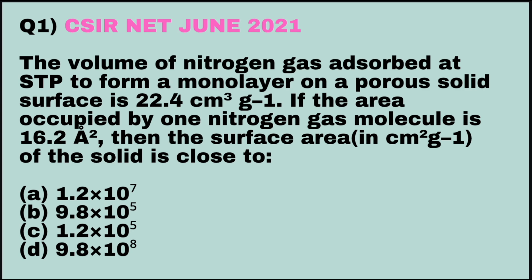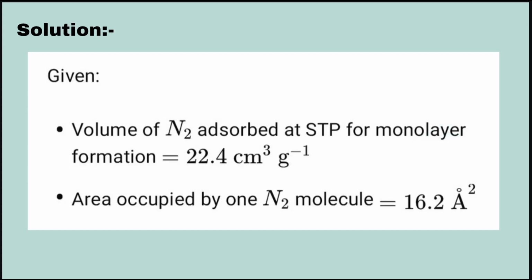Here four options are given: A, 1.2 × 10^7; B, 9.8 × 10^5; C, 1.2 × 10^5; and option D is 9.8 × 10^8. Now let's see the solution. Here, given volume of nitrogen gas adsorbed at STP for monolayer formation is 22.4 cm³ per gram. Area occupied by one N2 molecule is 16.2 Å².